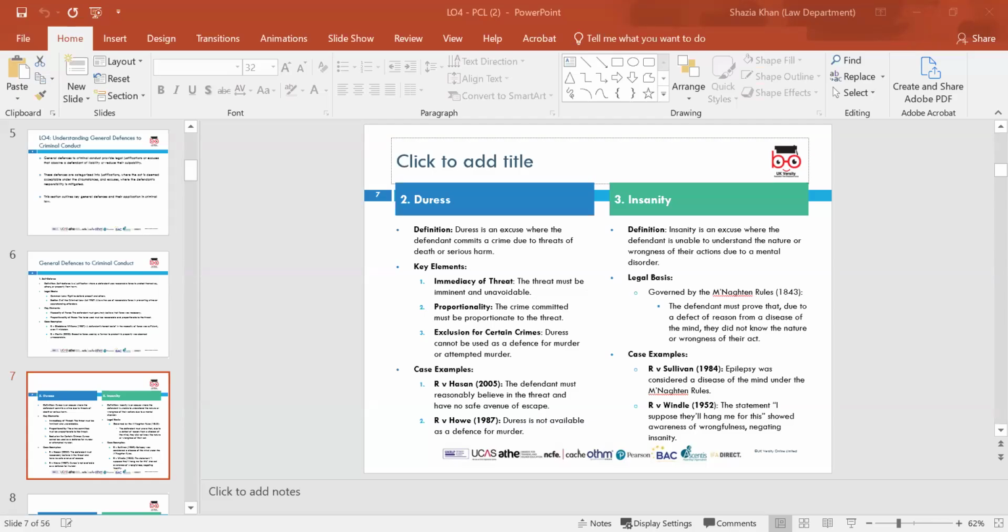The next one is insanity, and what that is within criminal law. The insanity defense is a legal concept that allows a defendant to be excused from criminal liability if, at the time of the crime, they were unable to understand the nature of their actions due to a severe mental disorder.